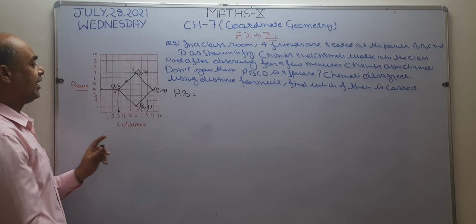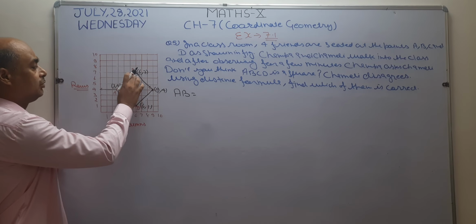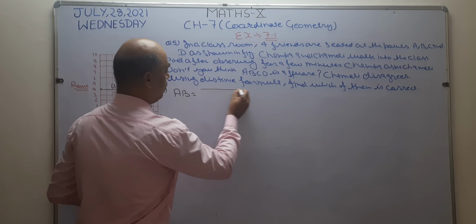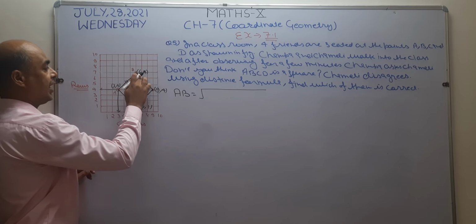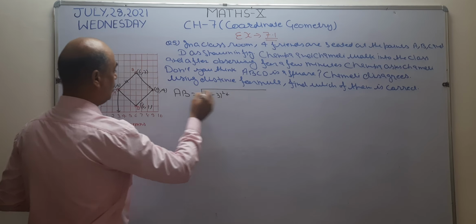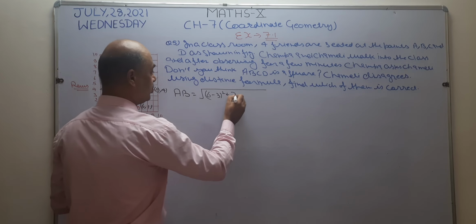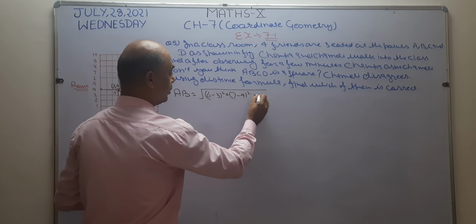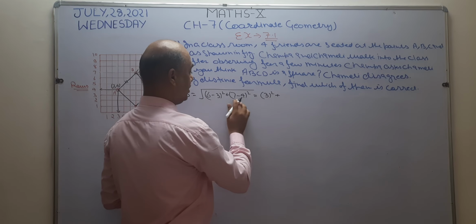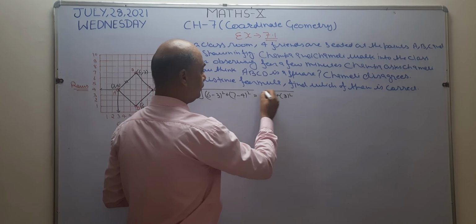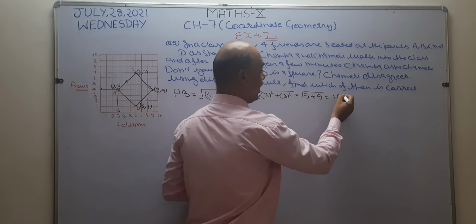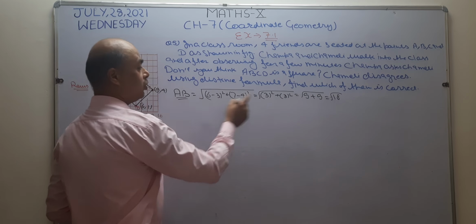Now I want to find the distance between A and B. So I want to use the distance formula. As you know, the distance formula is the square root of (x2 minus x1) squared plus (y2 minus y1) squared. So this becomes 6 minus 3 and its square, plus 7 minus 4 and its square. Now 6 minus 3 is 3, squared, and 7 minus 4 is again 3, squared. Square of 3 is 9, square of 3 is 9. So 9 plus 9 becomes 18. So the value of AB is root 18.